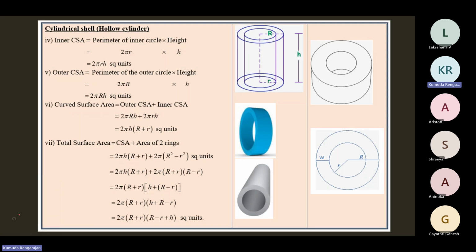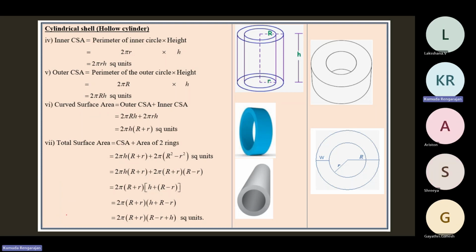Now talking about the different surfaces we have in this pipe. Just imagine a pipe like this. Where all can you touch this pipe? You can feel its inner CSA. Then you can feel its outer CSA. Then the two rings on either ends. These are the four surfaces you see in the cylindrical shell or hollow cylinder or pipe.